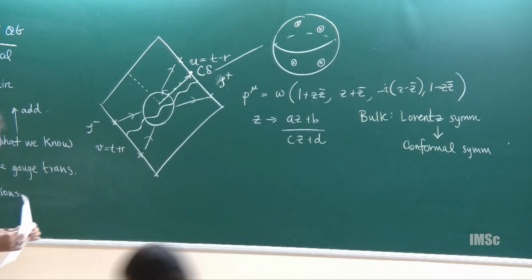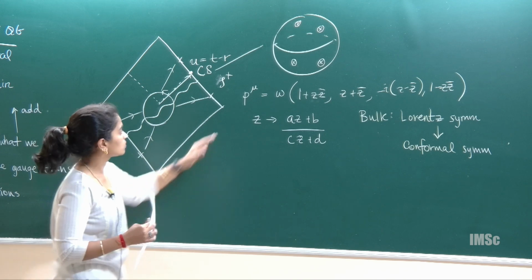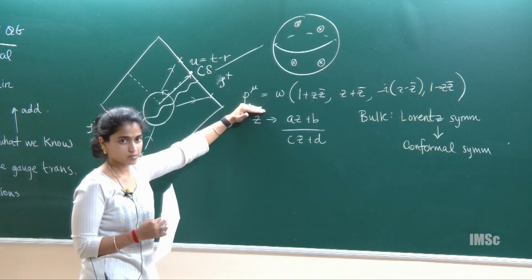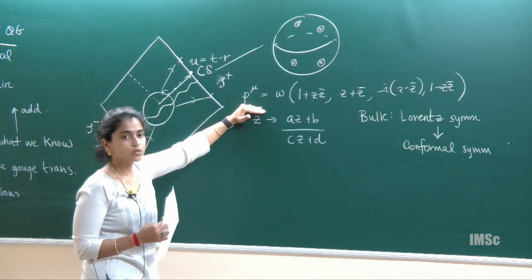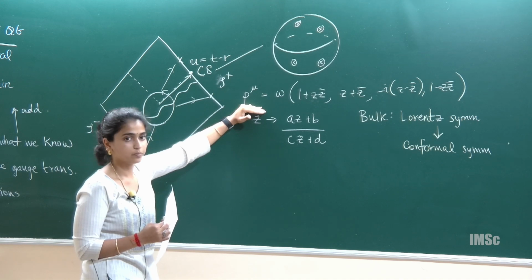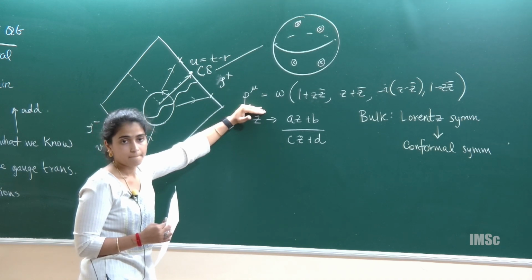Which parameter? So this is the momentum of a massless particle, right? All I have imposed here is the fact that this has to have p squared equals 0. Only on the boundary this parameter is valid?